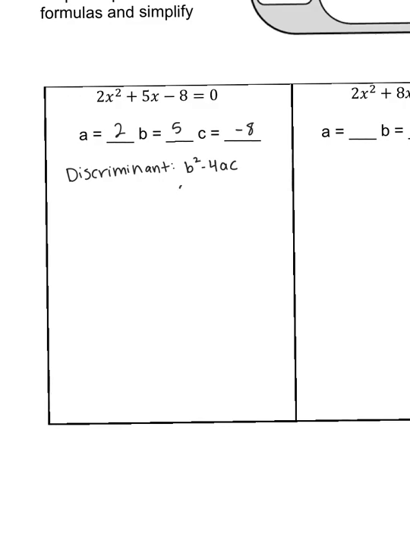So my B value is 5, so I've got 5 squared. Notice whenever I'm substituting, I'm using parentheses. My A value is 2, and my C value is -8. So you've got 25 plus 64. The reason that there's an addition sign there is because I have a -4 multiplied with a -8 gives me a positive. So if I add these together, I get 89. So now I'm just going to rewrite my whole formula just to show you how this is going to work out.